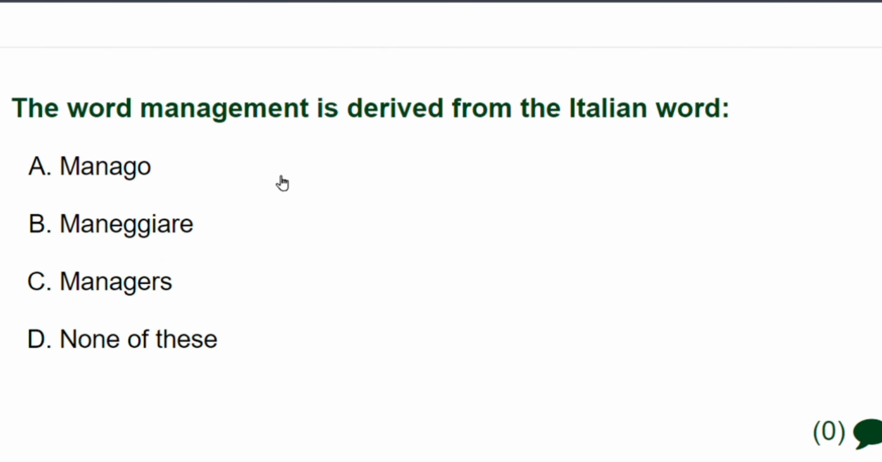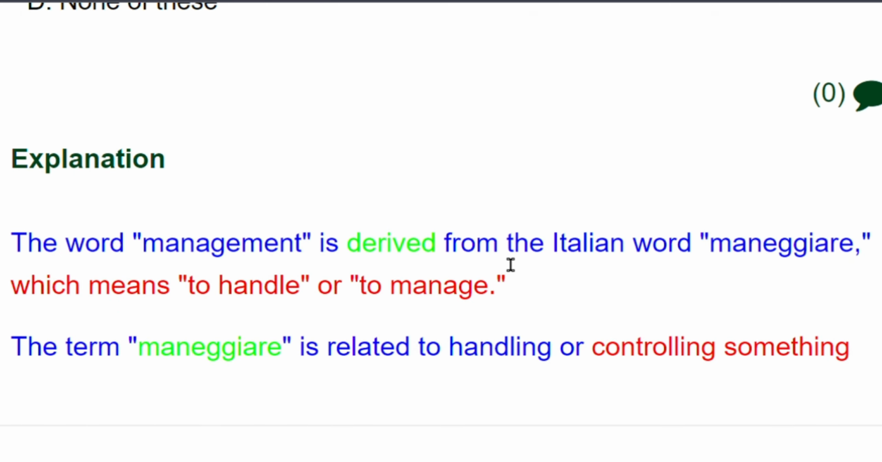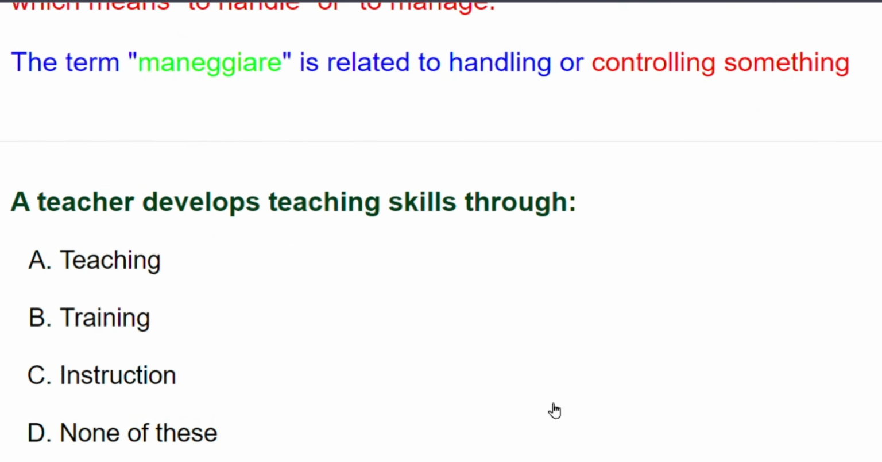The word management is derived from the Italian word manager, which means to handle or to manage. The term manager is related to handling or controlling something.